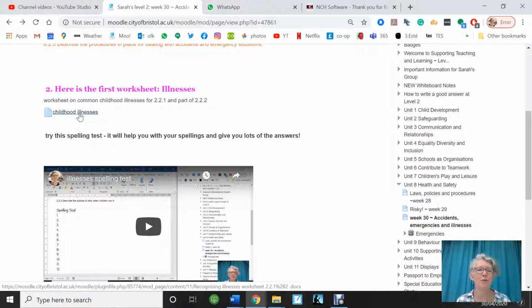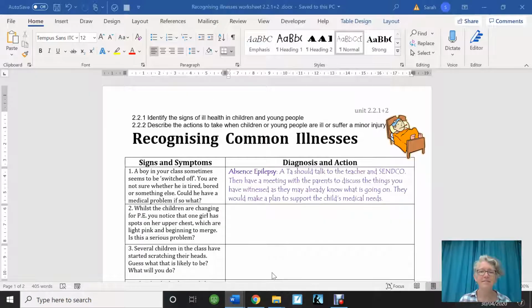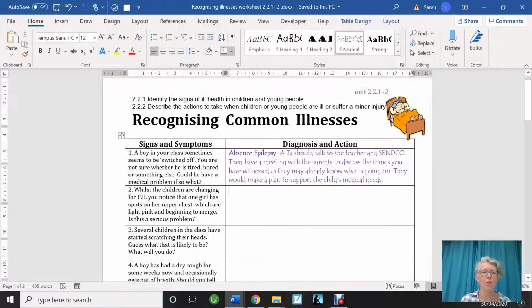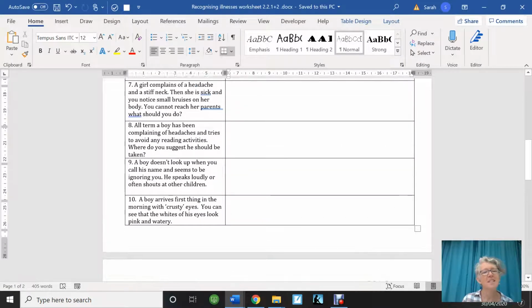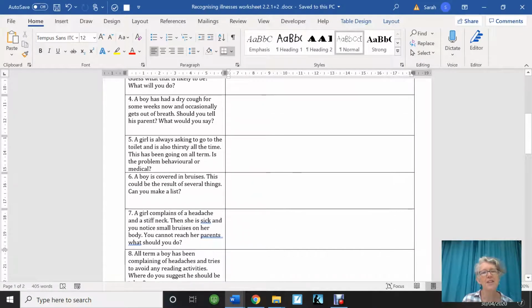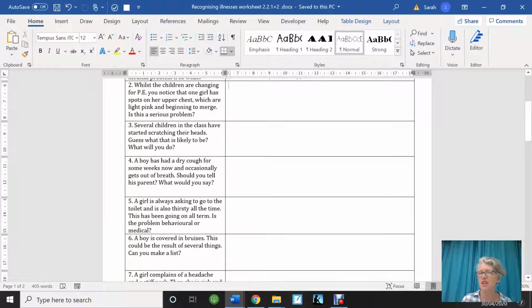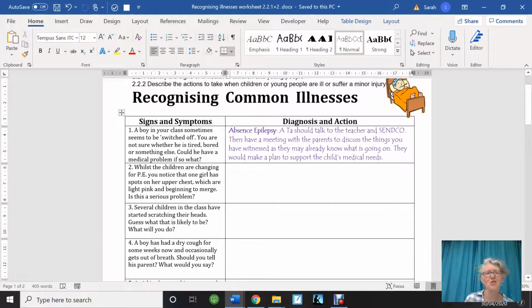Let's have a look at the worksheet. So if you click there, here we go, recognising common illnesses, 2.1 and 2.2 from the safeguarding unit, Unit 2. So I have given you the signs and symptoms of 10 different childhood illnesses. Sometimes they might not be an illness. Sometimes it might be because the child's got special needs. You've got to try and work it out.